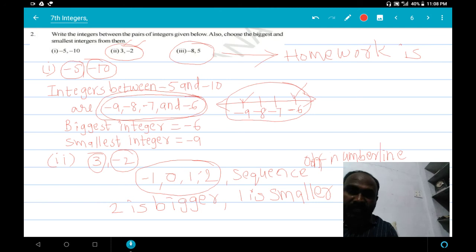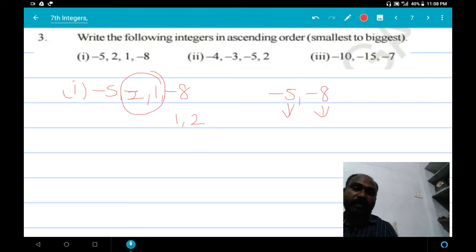Minus 8, minus 7 and minus 6 are there. Here the biggest integer is minus 6, so it is on the right side of this number. Here we conclude that the right side is minus 6 and the left side is minus 9. So which is bigger? Minus 6 is bigger than minus 9.